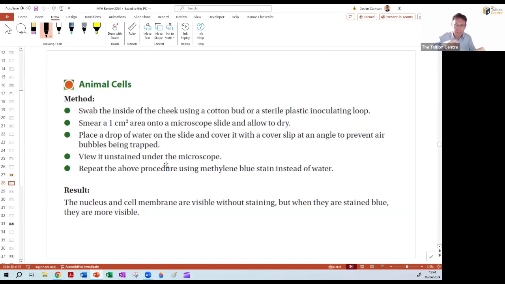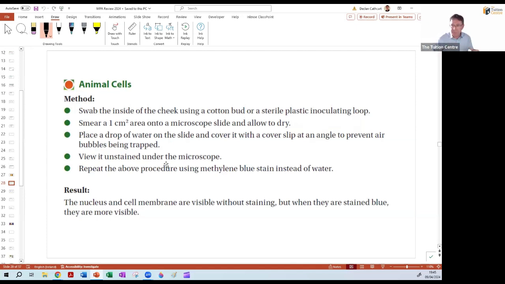A euro-sized coin blob of it. You need to let that dry because otherwise the cells won't stick to the glass, and when you add your water, they just all get washed away. So you let that dry, then add your water or your methylene blue, and then lower your cover slip. Same story.